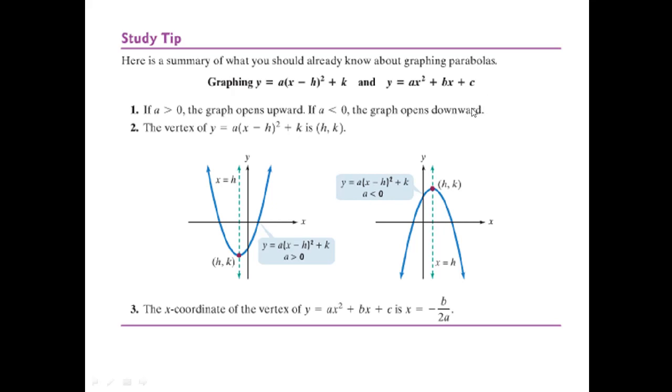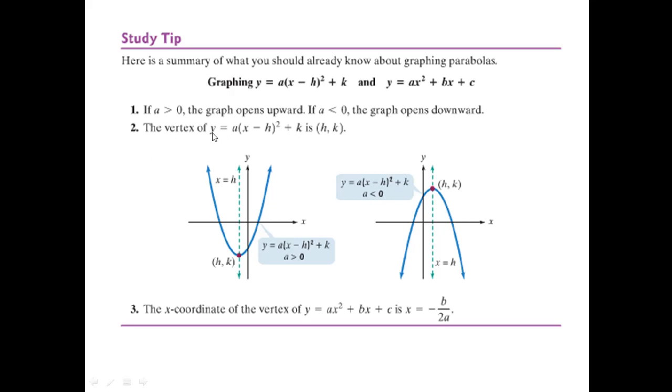Alright, here is a summary of what you should already know about graphing parabolas. Graphing y equals a times x minus h squared plus k, and y equals ax squared plus bx plus c. These are the two major forms that you're going to see this thing in. We know that x squared, if it's the highest degree, means we're going to have a parabola. And bx is going to be a sign of a shift in some direction. Now, if a is greater than 0, the graph is going to open upward. And if a is less than 0, then the graph opens downward.